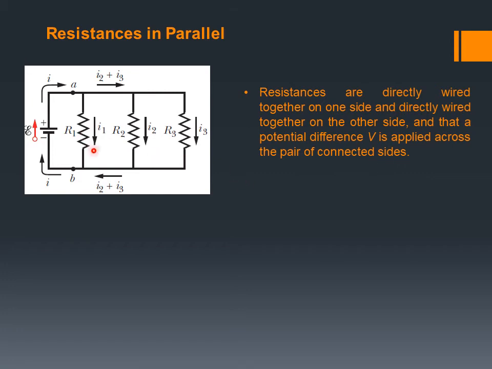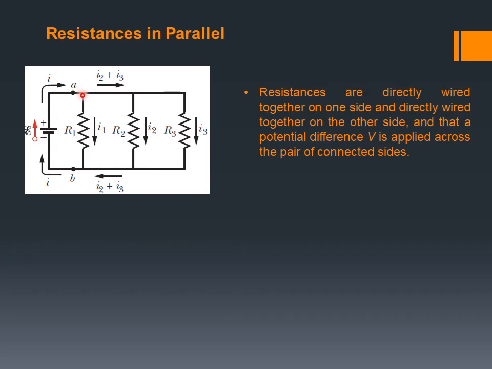You see this one resistor R1 is directly connected to the battery. R2 is also directly connected to the battery, and R3 is also directly connected to the battery. So we can say that the same potential difference appears across all resistors. Across an individual resistor, the same potential difference appears. The total current flows from the positive terminal of the battery to the negative terminal, and at this point the current divides.